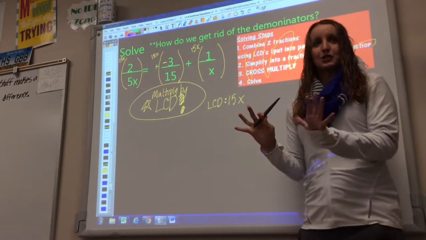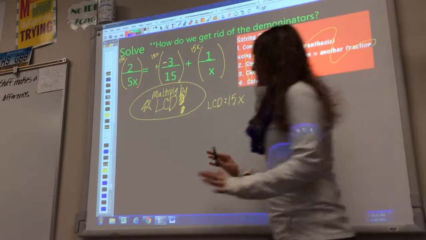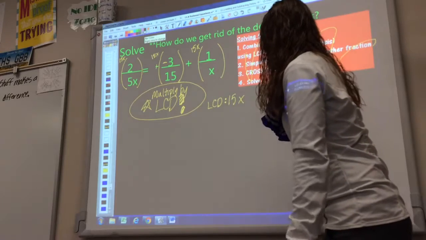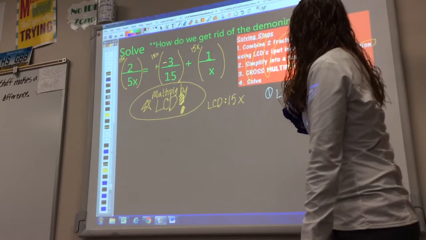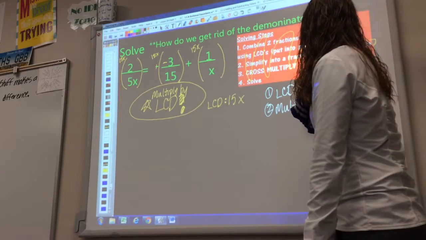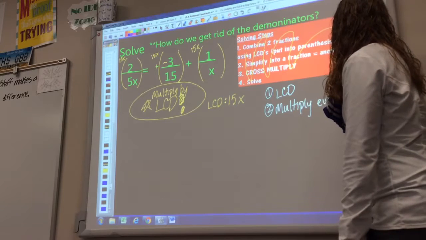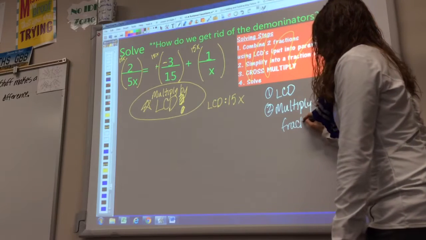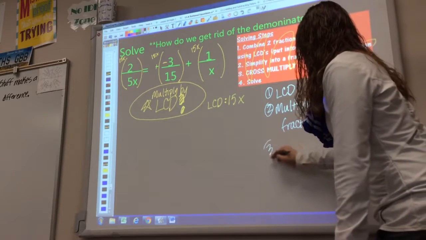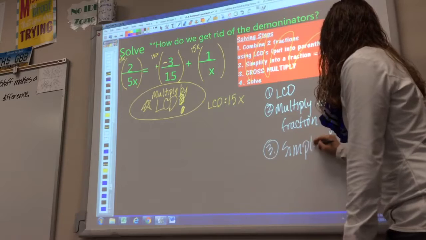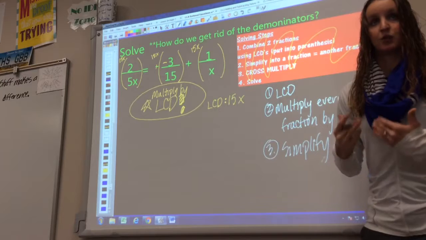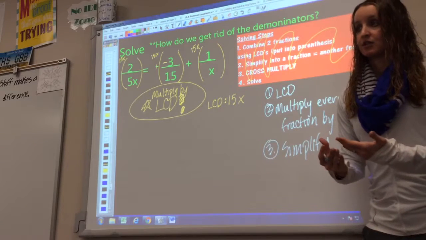Now, check how magical this is. You guys ready for this? So after we multiply by the LCD, okay, if you do want to write down the steps: 1, find your LCD. 2, multiply every fraction by the LCD. 3, simplify. Multiplying by the LCD gets rid of your fractions. We only can do this on solving problems.